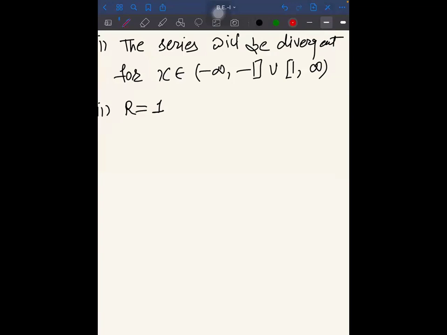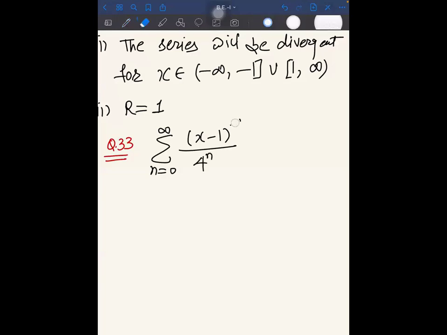This is slightly different. We have a series of this form, x minus 1 raised to power 2n upon 4 raised to power n. Can you see that question? Yes, sir. Okay. I'm checking because I don't know whether the screen might freeze in between. That's why I'm asking.